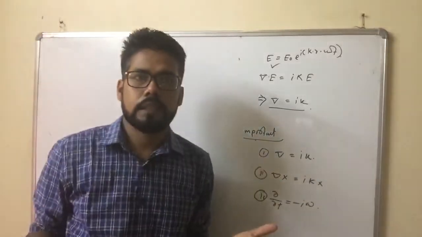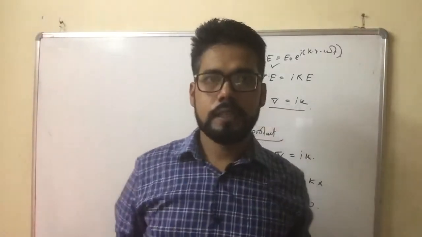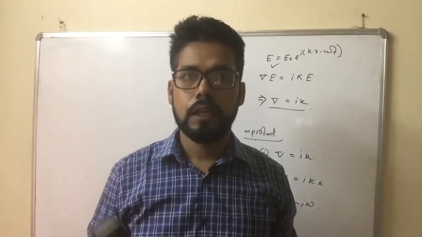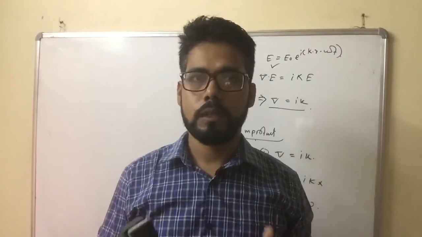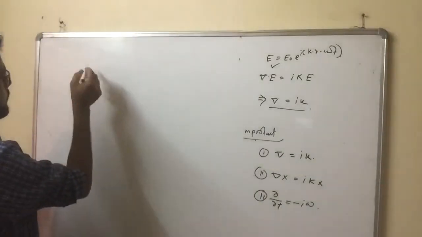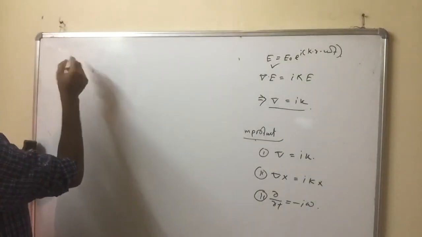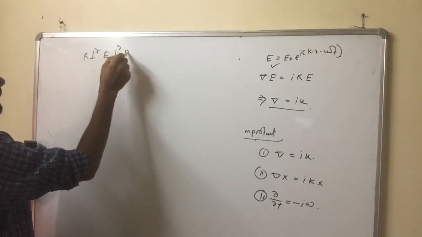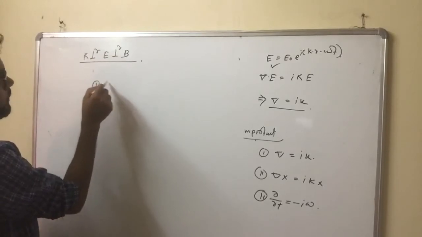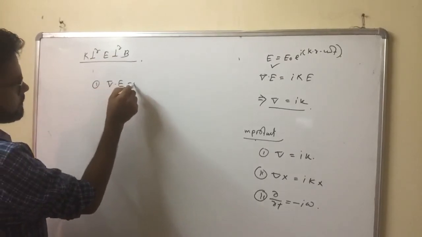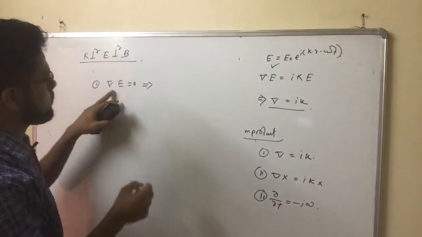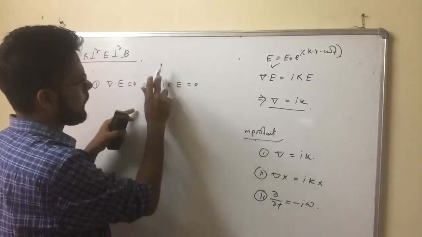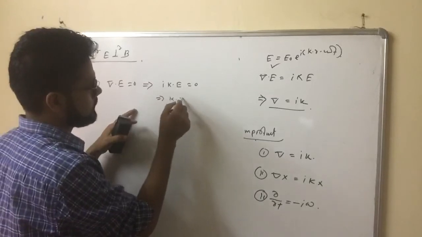In an electromagnetic field, we know the electric field, the magnetic field, and the propagation direction, the k vector. They are mutually perpendicular to each other, and we can verify that. Suppose k is perpendicular to E, perpendicular to B. How can you verify? Simple way: divergence of E is 0. That means, putting del equal to ik, ik dot E equals 0. That means k dot E is 0.